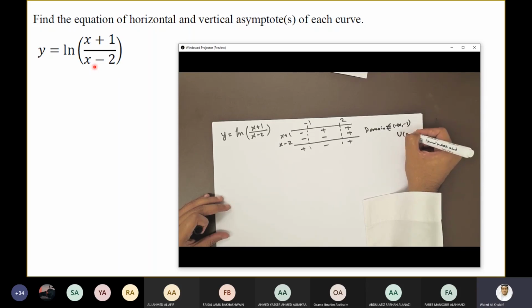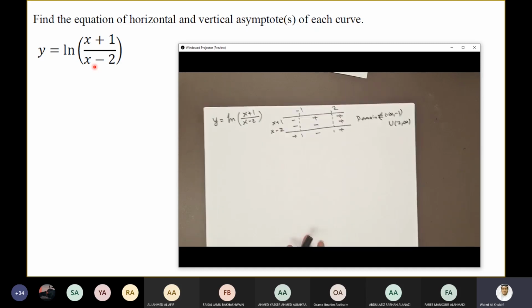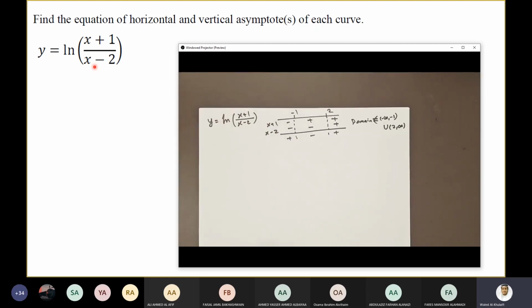-1 union 2 to infinity. Okay, sorry guys, I'm rushing quickly. When I ask your name, just say it right away, quickly, because I have to finish all these exercises. Okay, so this is the domain of my function.